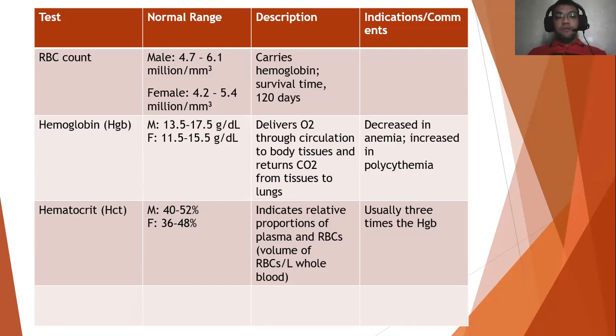Hematocrit for males, 40 to 52%. Take note of the unit, it's in percentage. For females, it's 36 to 48%. This indicates relative proportions of plasma and RBCs, volume of RBCs per liter whole blood. And this one is usually three times that of the hemoglobin.